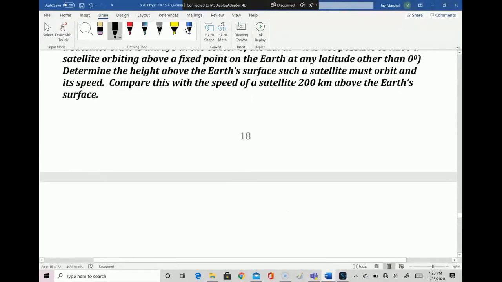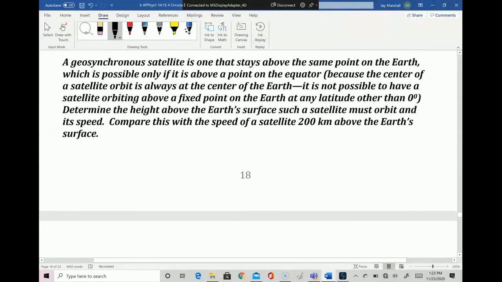See if we can solve this problem. A geosynchronous satellite is one that stays above the same point of the Earth, which is only possible if it's a point above the equator, because the center of the satellite orbit is always at the center of the Earth. It's not possible to have a satellite orbiting above a fixed point on the Earth at any latitude other than 0 degrees.